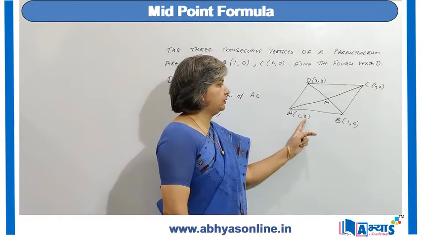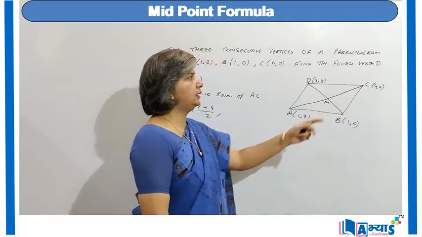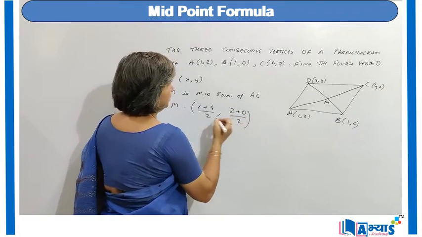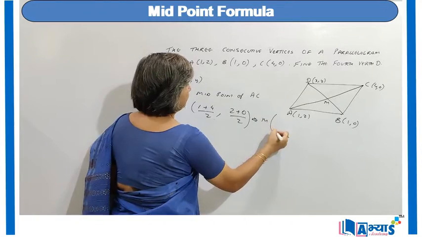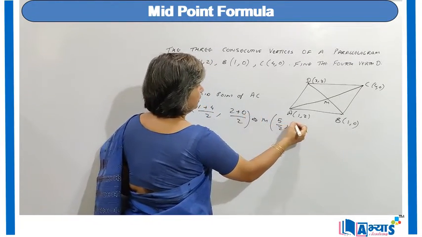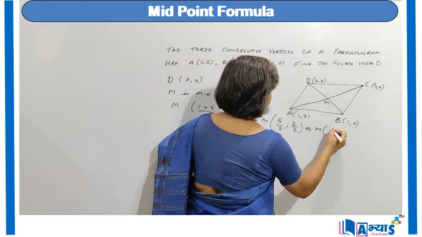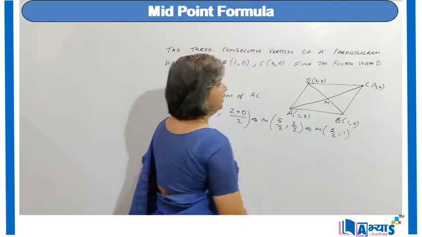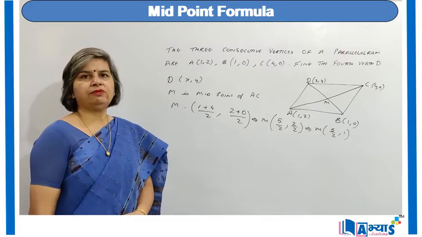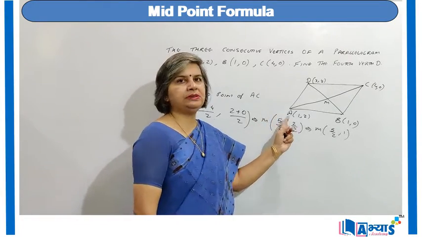So the y coordinates are 2 and 0. So it is 2 plus 0 divided by 2. So M will have the coordinates 4 plus 1, 5 by 2, and 2 plus 0, 2 divided by 2, which further implies M has the coordinates 5/2, 1. That means the x coordinate of M is 5 by 2 and the y coordinate of M is 1. So these are the coordinates when we have used the endpoints A and C.